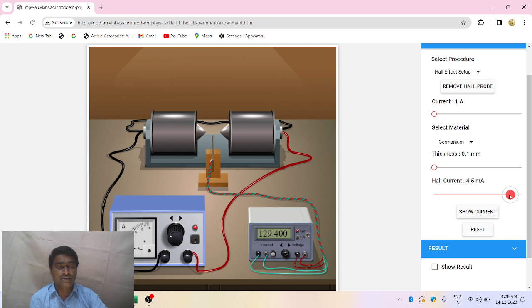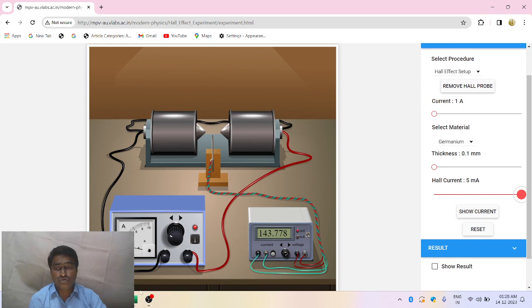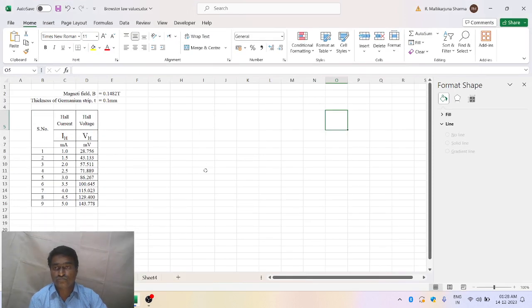Then for 4.5 milliamperes of current, it is 129.400. And the last one, for 5 milliamperes, is 143.778. After noting these readings, we have to note all these readings in the Excel sheet.